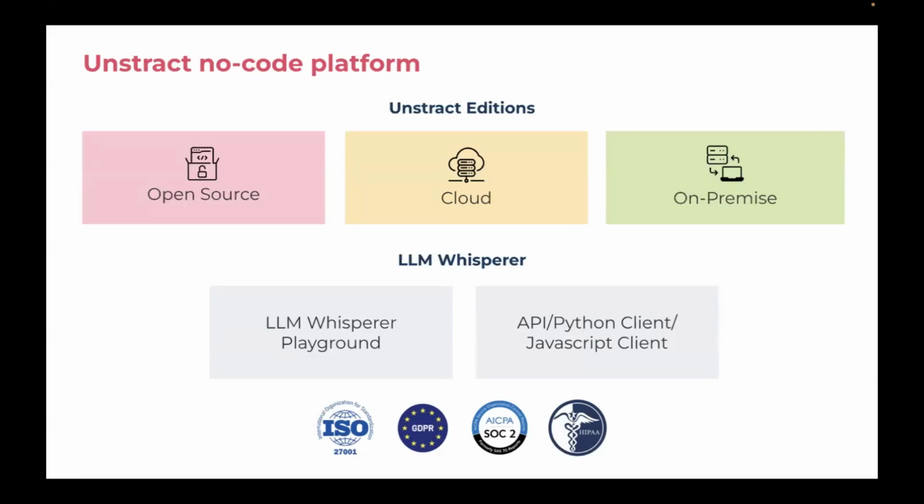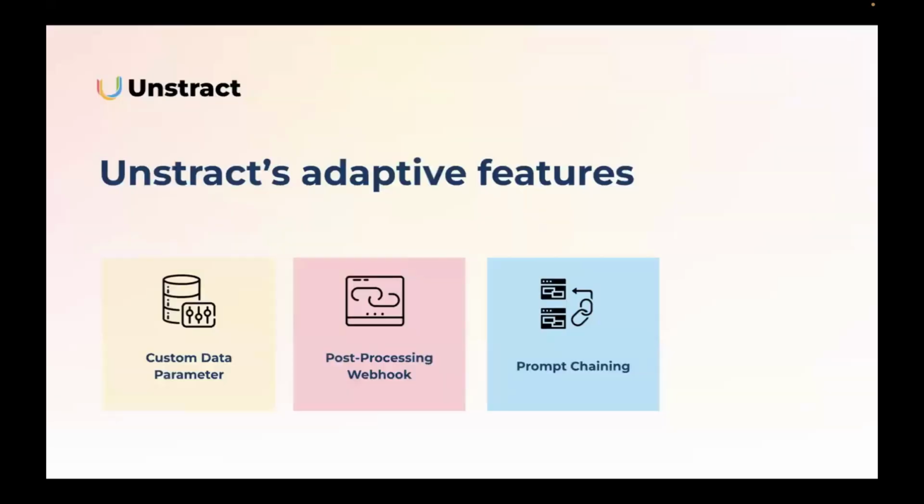And we also looked at where we find the need for adaptive capabilities. So let's take a look at what they are. Over here, I have 3 adaptive capabilities we'll be exploring today: the custom data parameter, the post-processing webhook, and prompt chaining. Each of these features enable composable architecture at different stages of your document workflow. We'll start off with the custom data parameter.